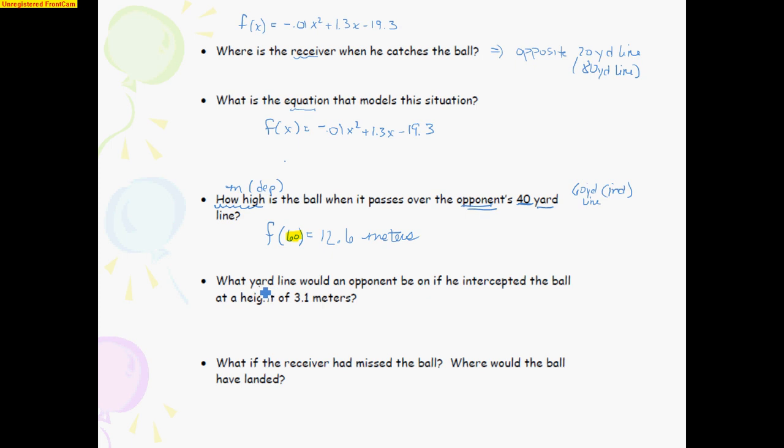The next one asks what yard line. That is an independent value. Would an opponent be on if he intercepted the ball at a height? Meters is dependent. So this time they gave me a y and they want an x.